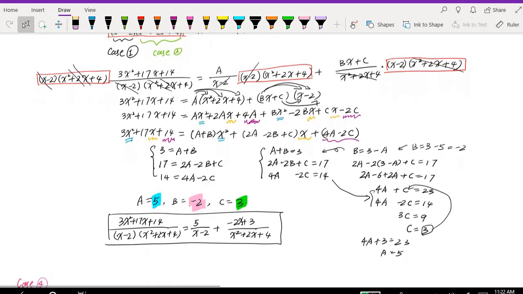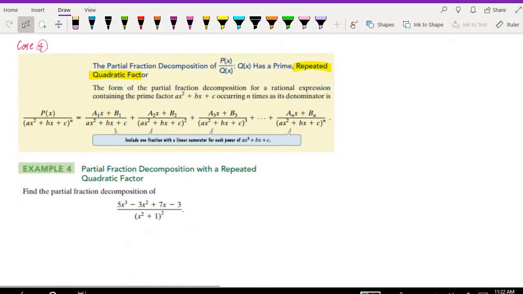Okay, let's go ahead and work on case 4. So we have the partial fraction decomposition. So when we have the denominator, q of x has a prime repeated quadratic factor. Okay, when we talk about repeated, that means outside the parenthesis must have an n power. Then we're also talking about the prime quadratic factor, which is the same thing we learned at case 3. It's just the quadratic, we can't factor it.